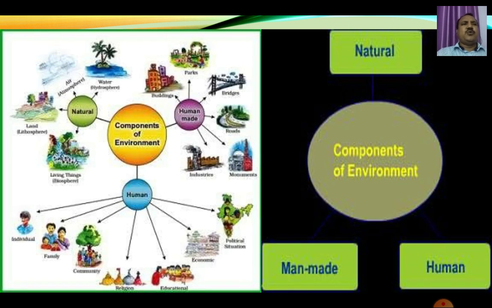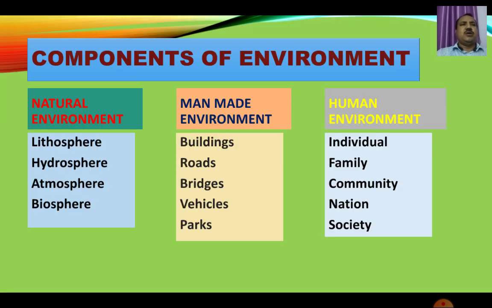The components of the environment are of three types: natural environment, man-made environment, and human environment. In the next slides, we are going to see the different things included under the different components of environment. Let us see first the natural environment. Natural environment includes lithosphere, the land; hydrosphere, water; atmosphere, the air; and biosphere, the life.